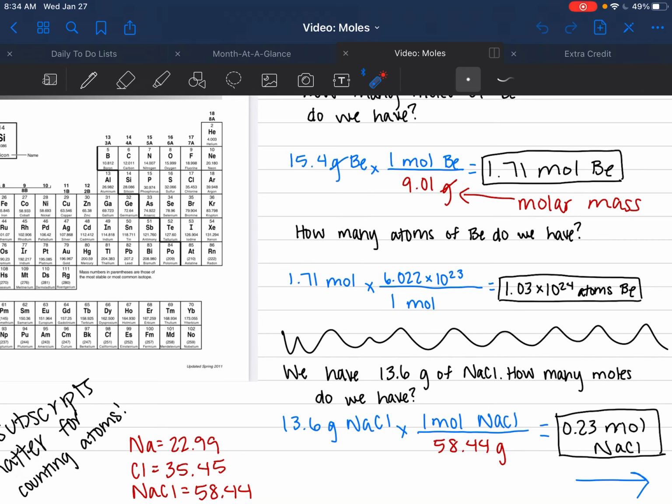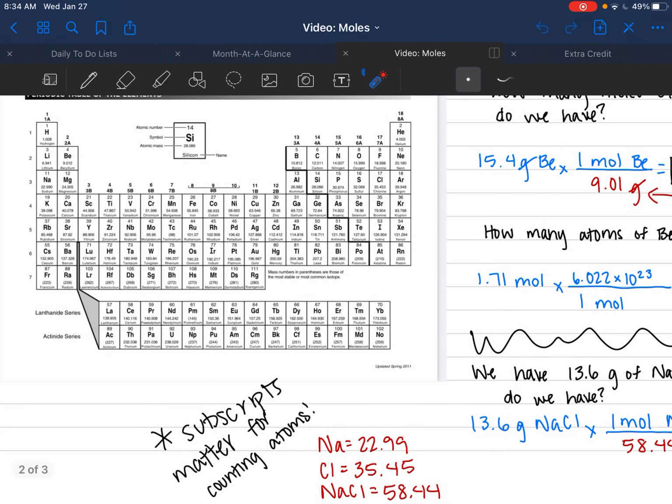So for example, we say we have 13.6 grams of NaCl. So how many moles do we have? So remember, NaCl, that's sodium chloride, that's just your standard table salt. So we were given 13.6 grams, and we need to know how many grams are in 1 mole of NaCl. This one is a little bit different because it is a compound. You have to find the molar mass of both parts. So subscripts are important for this. In this case, we don't have any subscripts. We just assume that it's 1 because there are no subscripts written.